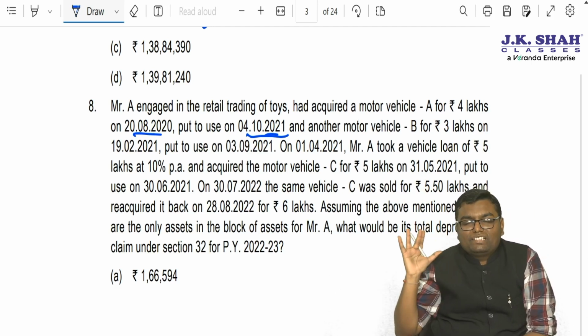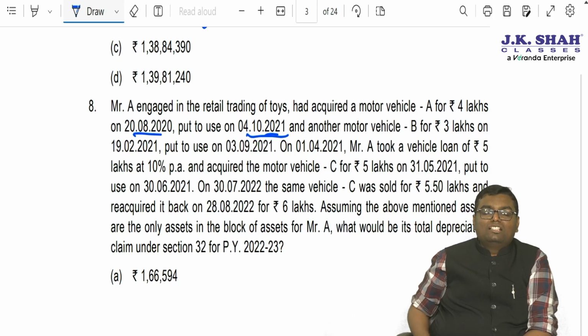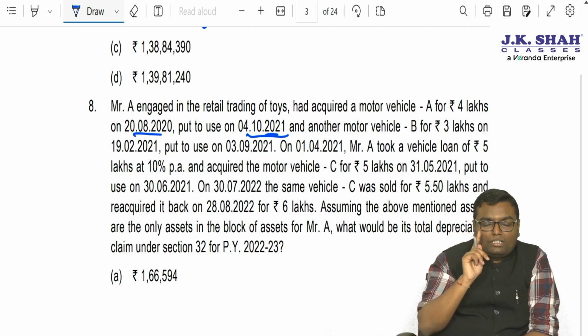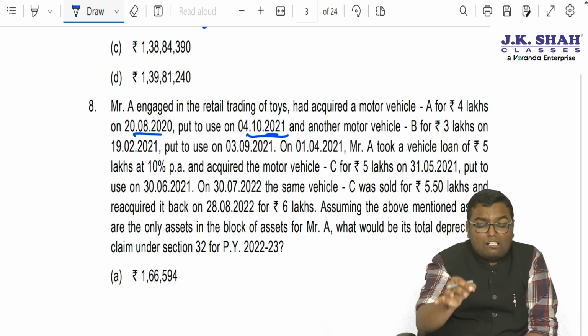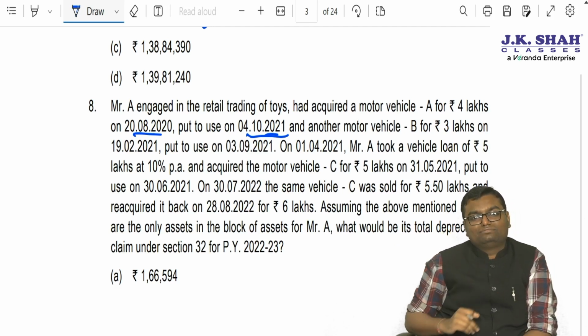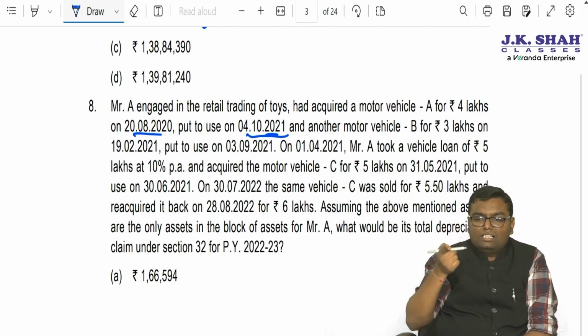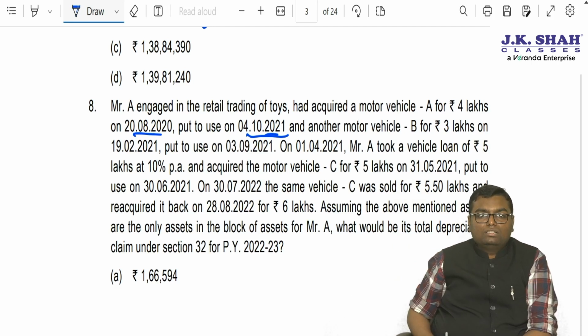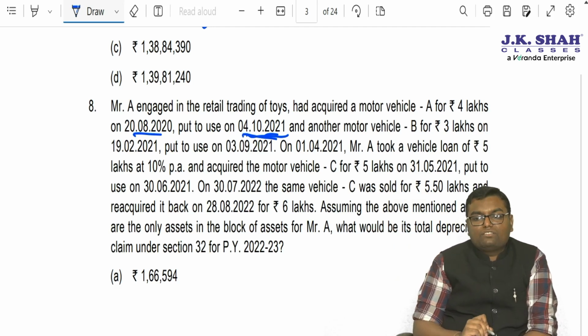Now here the half depreciation concept will not come. Why will the half depreciation concept not come? The half depreciation concept comes only when the asset is acquired and put to use in the same year. Here it is acquired in one year and put to use in a different year. So the half depreciation concept will not come. Depreciation in the year 21-22 will be full.